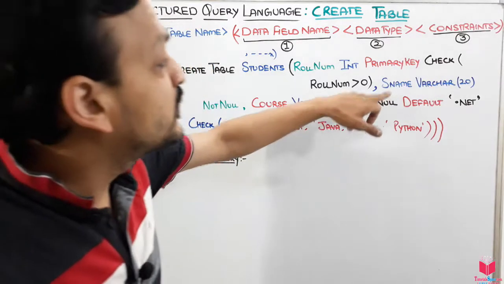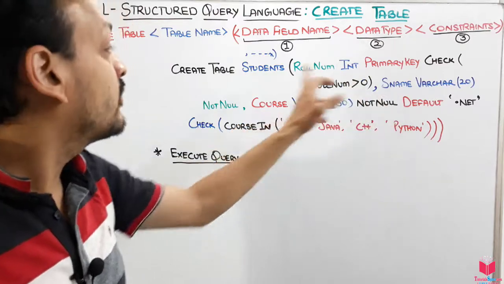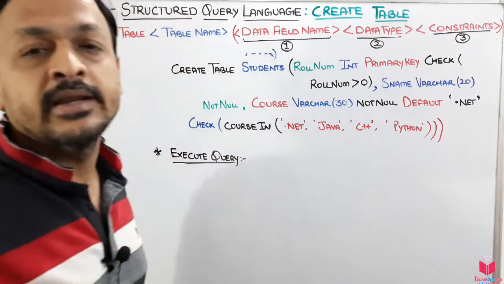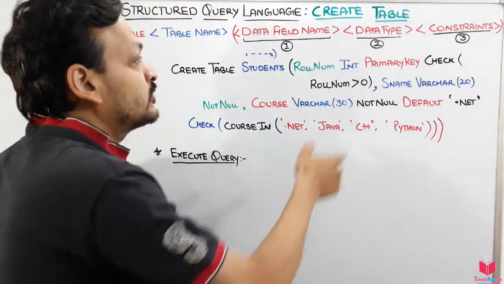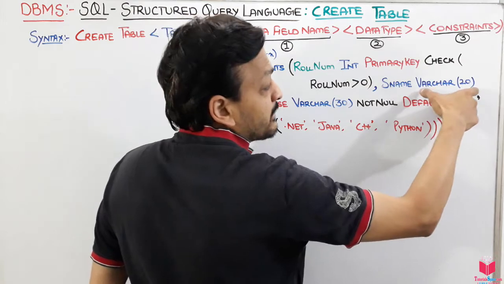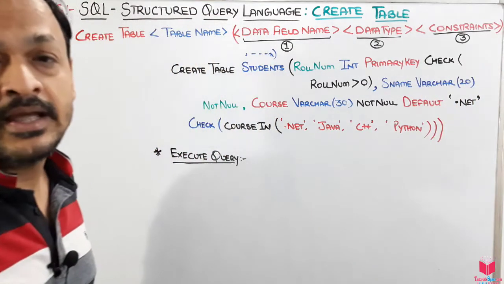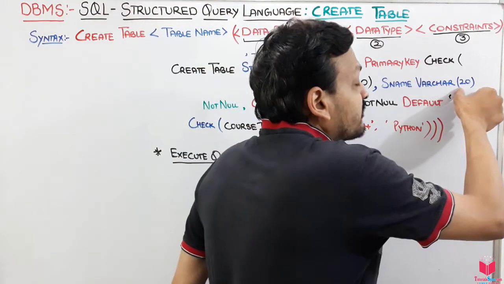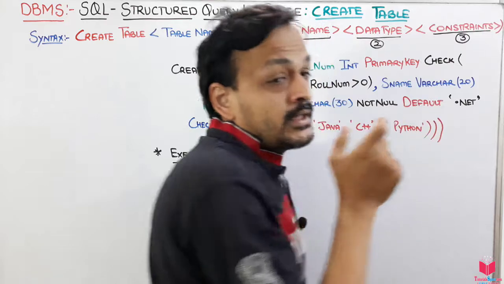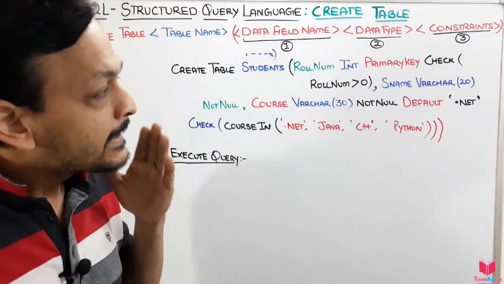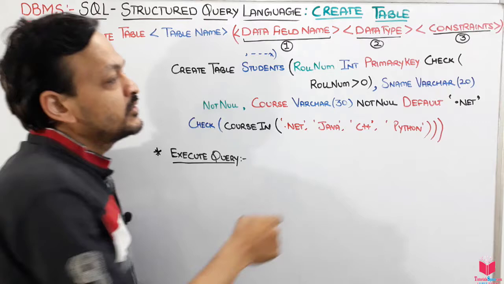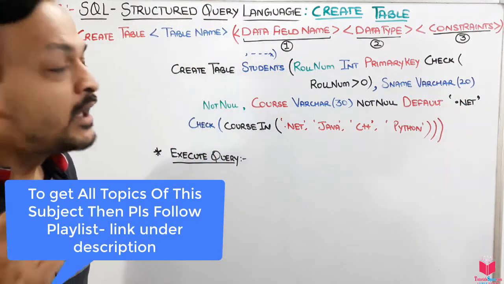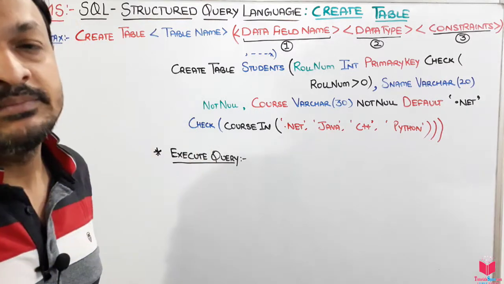After the comma we write another attribute of that table. I have written name, that is student name. After that we use the data type, which is varchar. What is varchar? Varchar takes a maximum length, and I have given the length 20. What does that mean? If you use name as a varchar, then a maximum of 20 characters can come under student name.